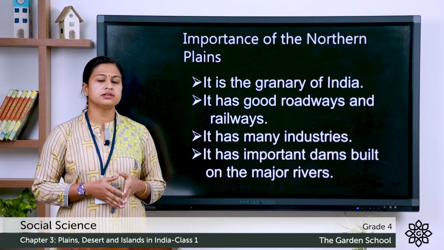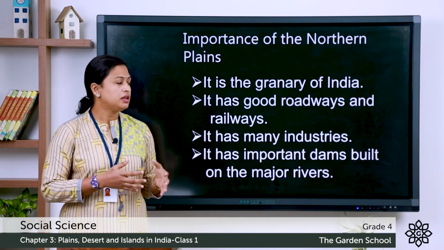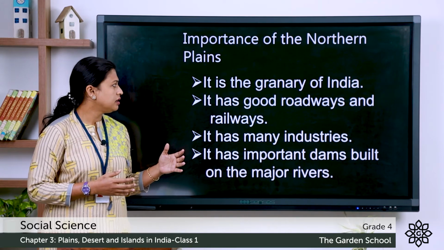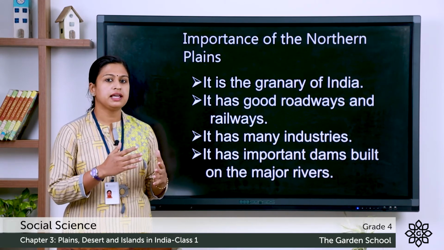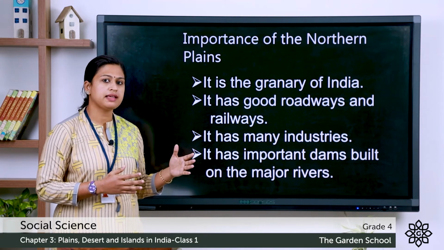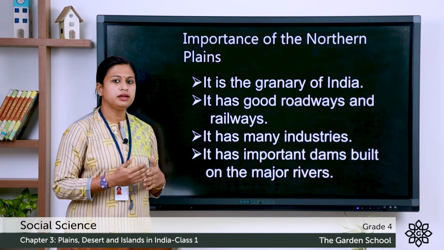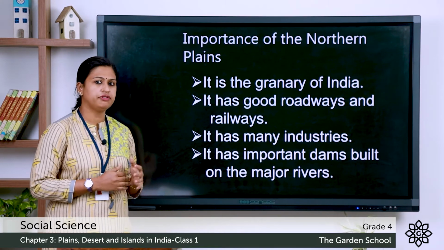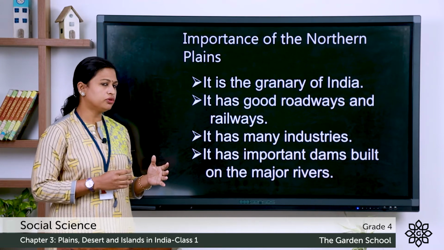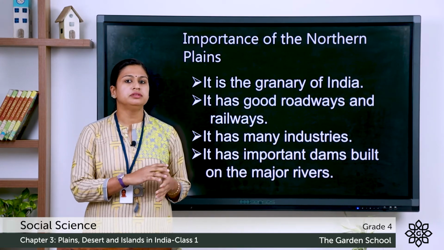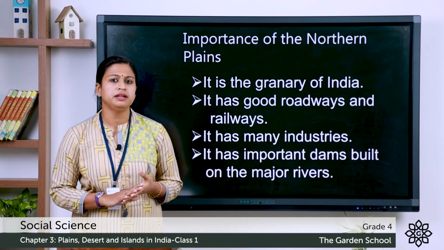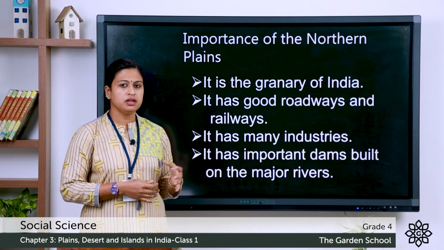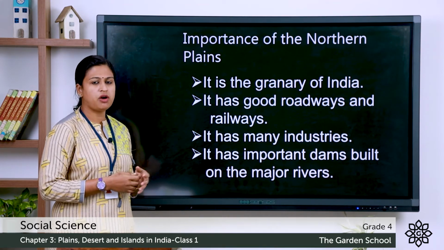This northern plain is also known as granary because large quantity of crops are grown here. Next, due to the flat surface, it helps in the development of roadways and railway stations. Third, it has many industries due to its flat surface and availability of enough water. The fourth, the dams built on these rivers located in northern plain produce electricity and provide water for cultivation. So, these were some of the importance of northern plain.